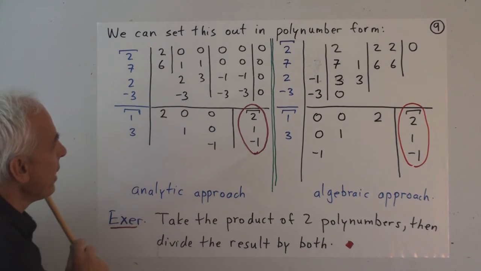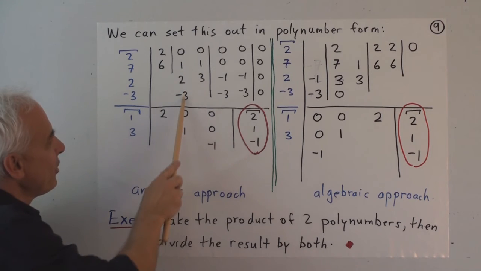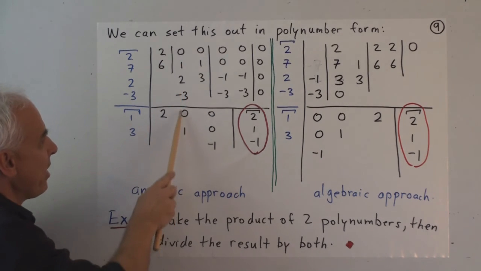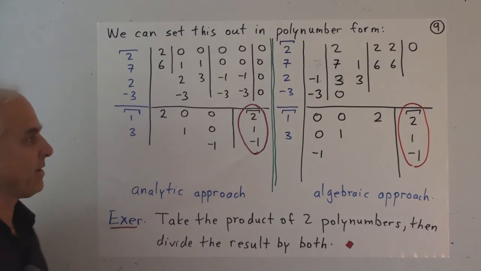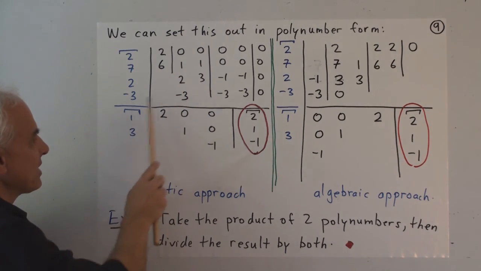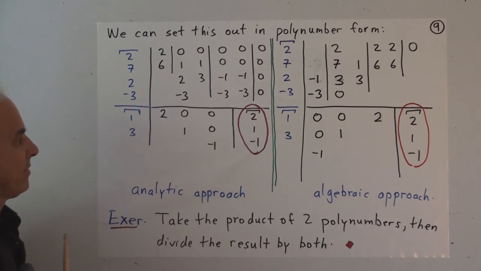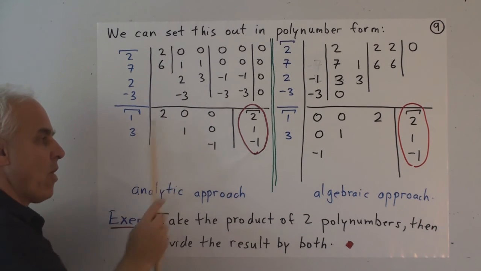Okay, now what polynumber do we have to multiply by in order to get rid of the next non-zero term here, this 1? How many of these can we subtract from this one? The answer is 0, 1 of them.